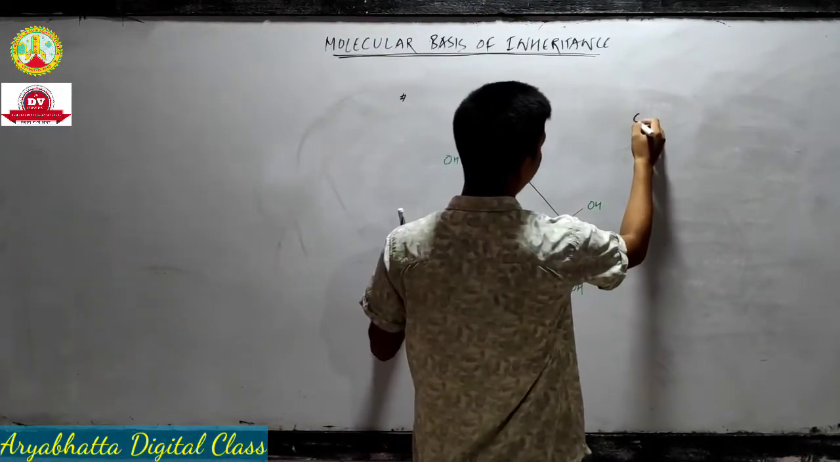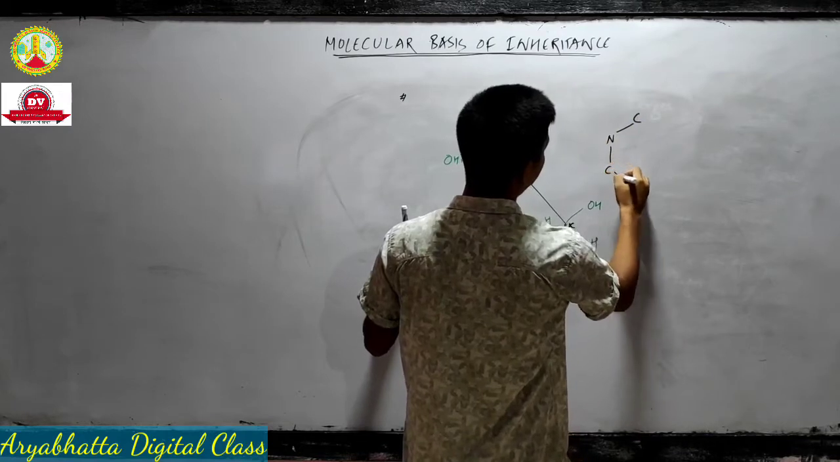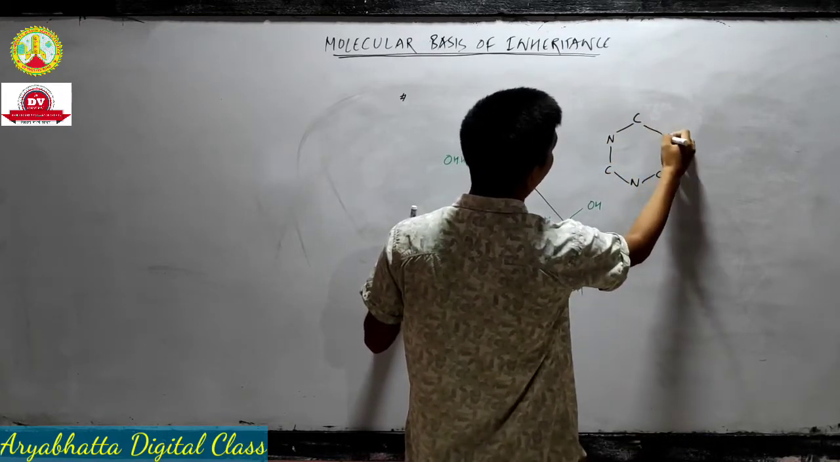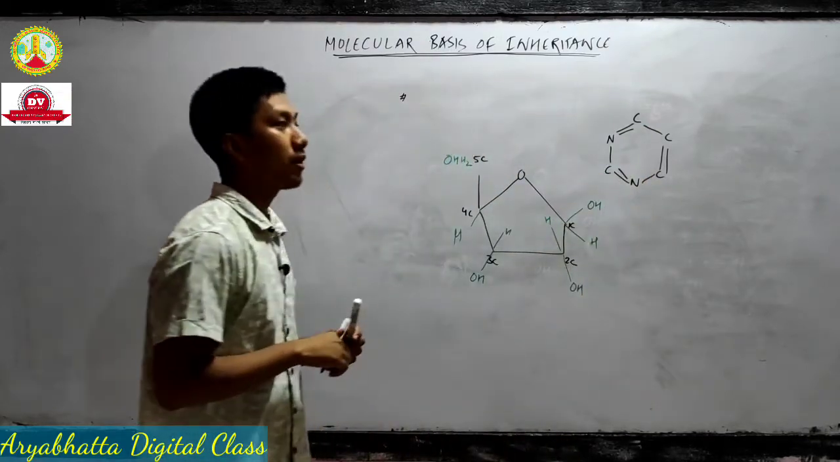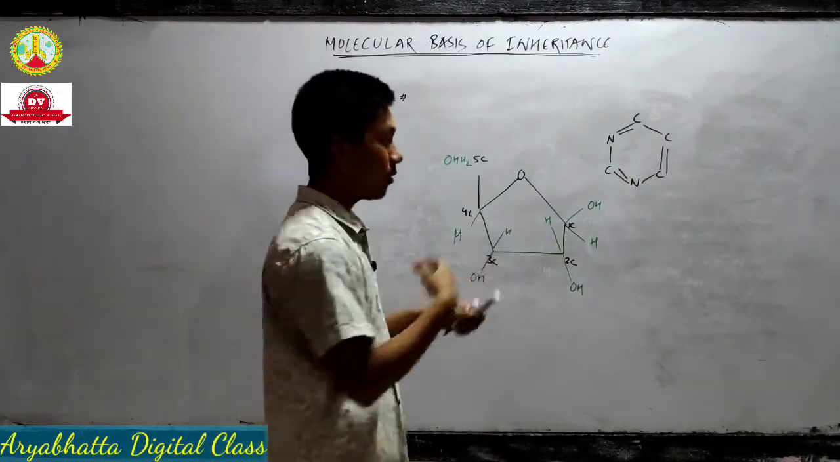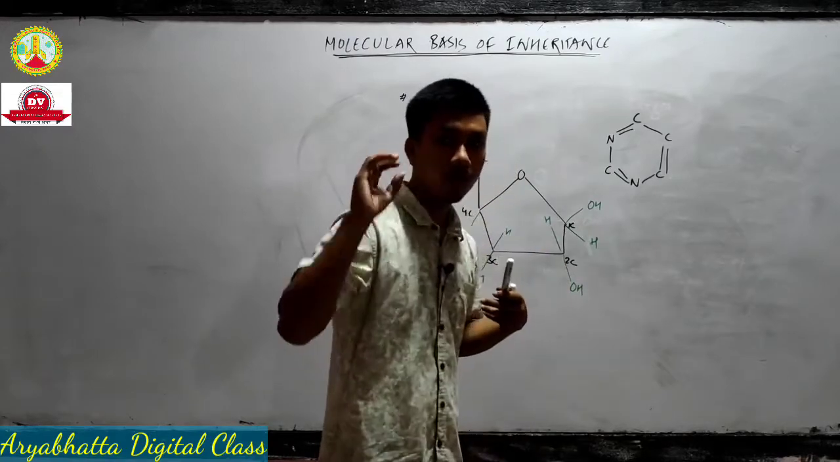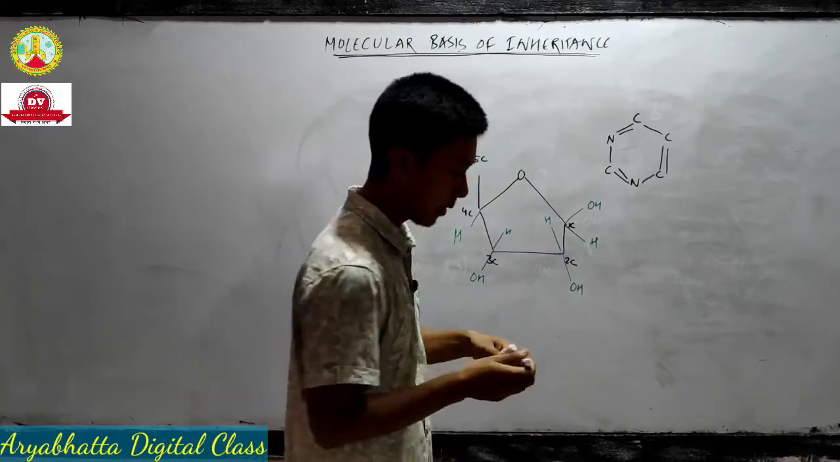So we have carbon, nitrogen, then carbon, nitrogen, carbon, carbon. It makes a double bond with this. It makes a double bond with this. It makes a double bond with this. Because I know the structure, so it is easy for me. So when you do the practice, it will become easy for you as well.